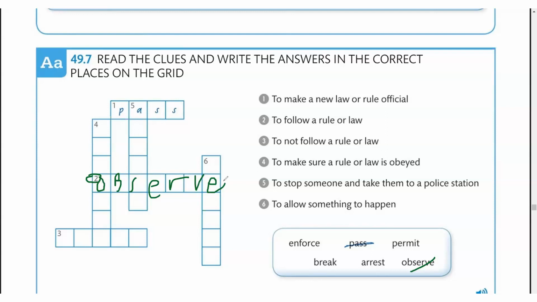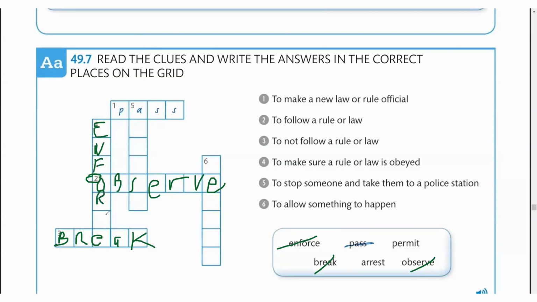Let's go to number 3. To not follow a rule or law. Not follow a rule or law. So break. So that means you're going to break that law. So we'll put in our letters here. Break. Okay. Let's go to number 4. To make sure a rule or law is obeyed. So you look at number 4, 4 down. Which one would fit? So we see we have an O and an E that could help us, but it is enforce. So let's go ahead and put in enforce. Right.